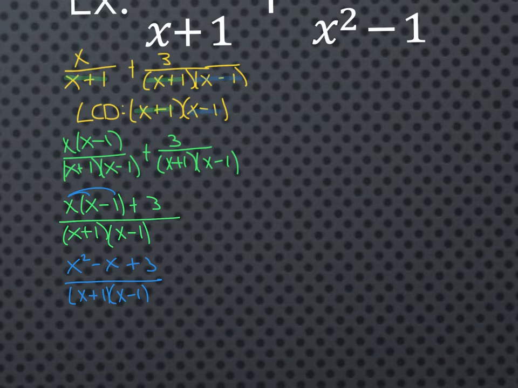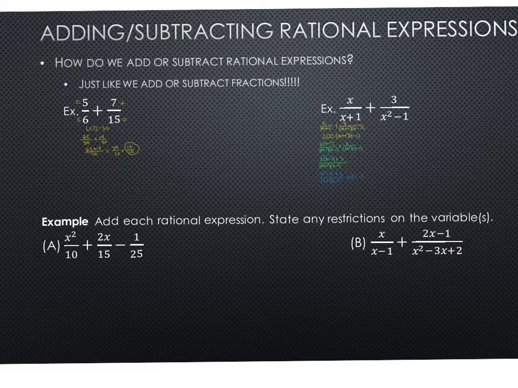The last thing for us to do is to do the domain. Remember, anything in the denominator, if I set that expression equal to 0, I cannot do. You can't divide by a 0. So we have to also specify that x cannot be 1 or negative 1, or plus or minus 1 would work too. All that's left is to do some examples.